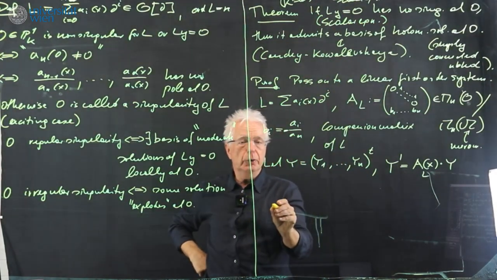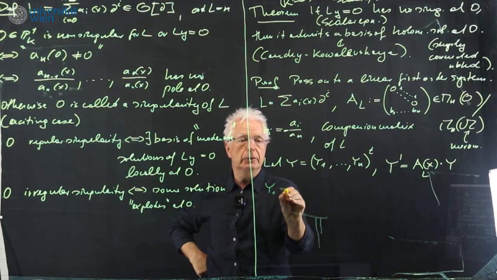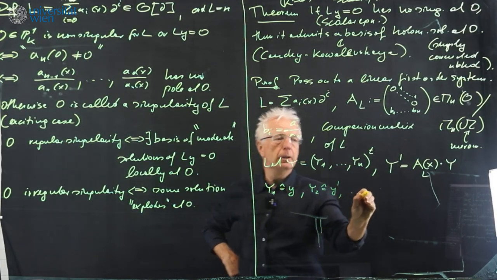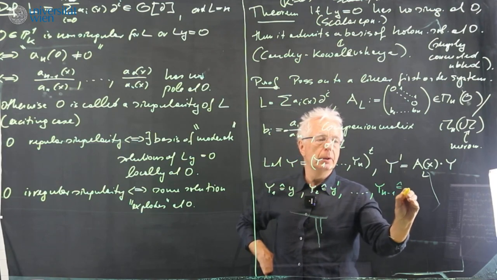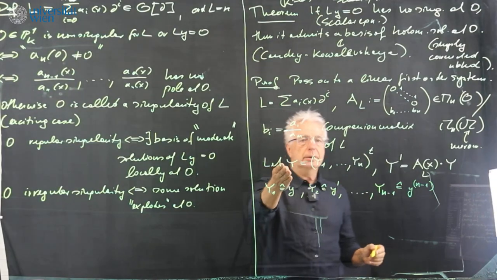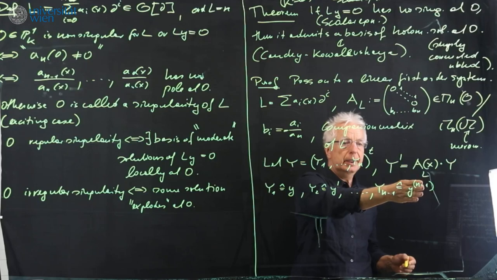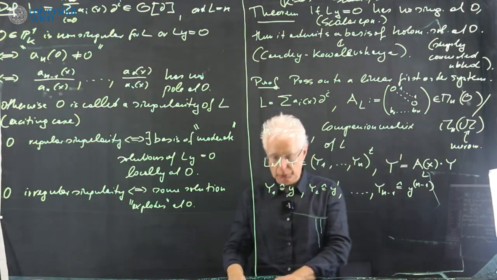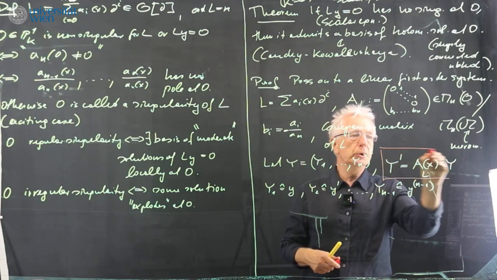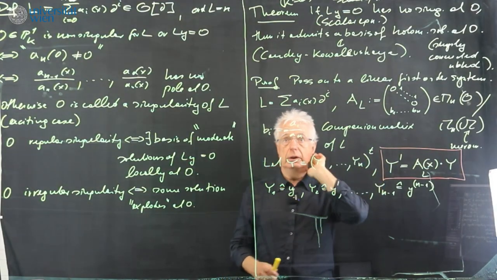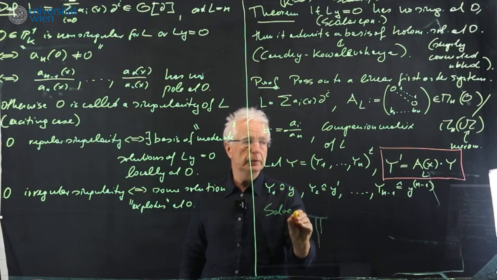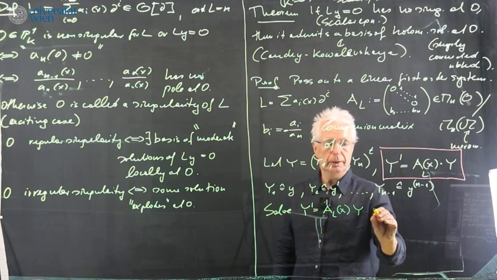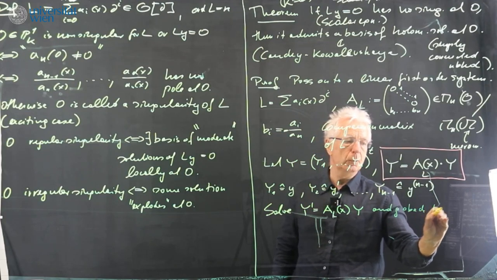And the relation is as follows. The y_1 will correspond, this is my sign for correspondence, to y. y_2 will correspond to y prime. And y_n will correspond to the (n-1)th derivative of y. And as you differentiate capital Y, you will get an nth order derivative of small y. So then you solve the system here. You solve this now using, let's say, the Cauchy-Kovalevskaya theorem for systems of first order, and then you go back. So solve Y' equals A_L(x) Y, and go back to Ly equals 0.